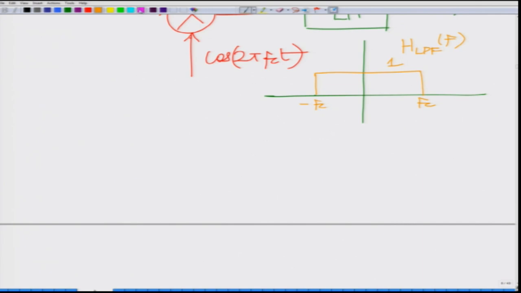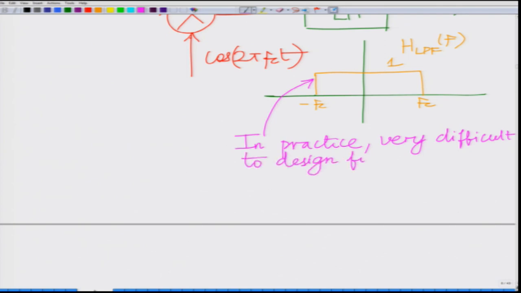So, in practice, it is very difficult to design filters with such sharp cutoffs, that is unity for f greater than fc, 0 for f less than fc, or in the case of the low pass filter, 0 for f greater than fc and unity for all f between minus fc and fc. So, therefore, there is no transition band, all right, there is a pass band and there is a stop band and there is no transition.